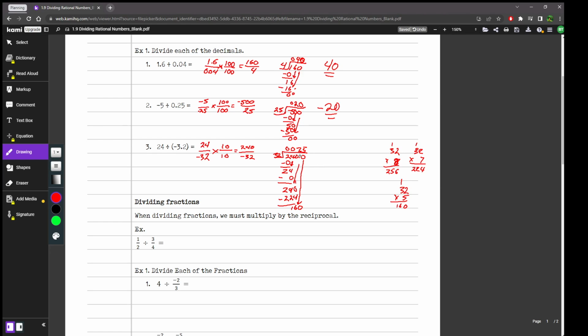We have to carry. All you do is you take this decimal and you move it up exactly in the same place. Our answer here, remember, we're doing a positive divided by a negative. So our answer is going to be negative 7.5.